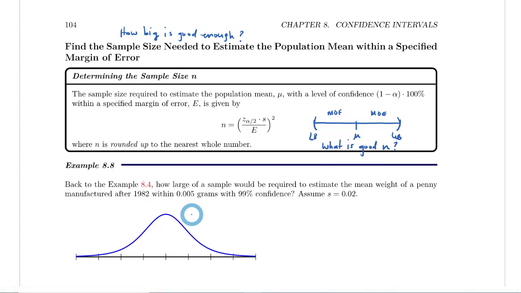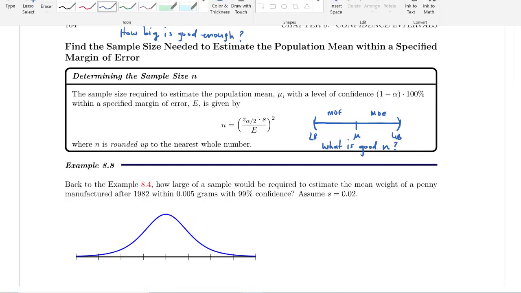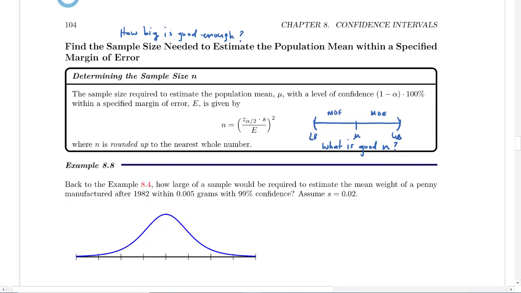So remember that pennies gave us some raw data, and within the raw data, we saw that the box plot gave us a normal distribution. So there are a few things we already know. The first thing we know is that the pennies come from approximately a normal distribution. And the second part that we know is what's given to us. We know that the sample standard deviation is 0.02.